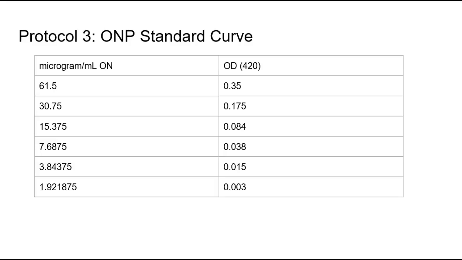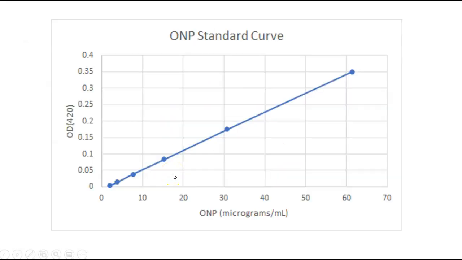And here is the ONP standard curve. We didn't actually do this in class. It was done for you. These results are achieved by serial dilution. So you could just put in this chart for protocol 3, and here is the ONP standard curve. You could go ahead and actually copy and paste this in your lab report.